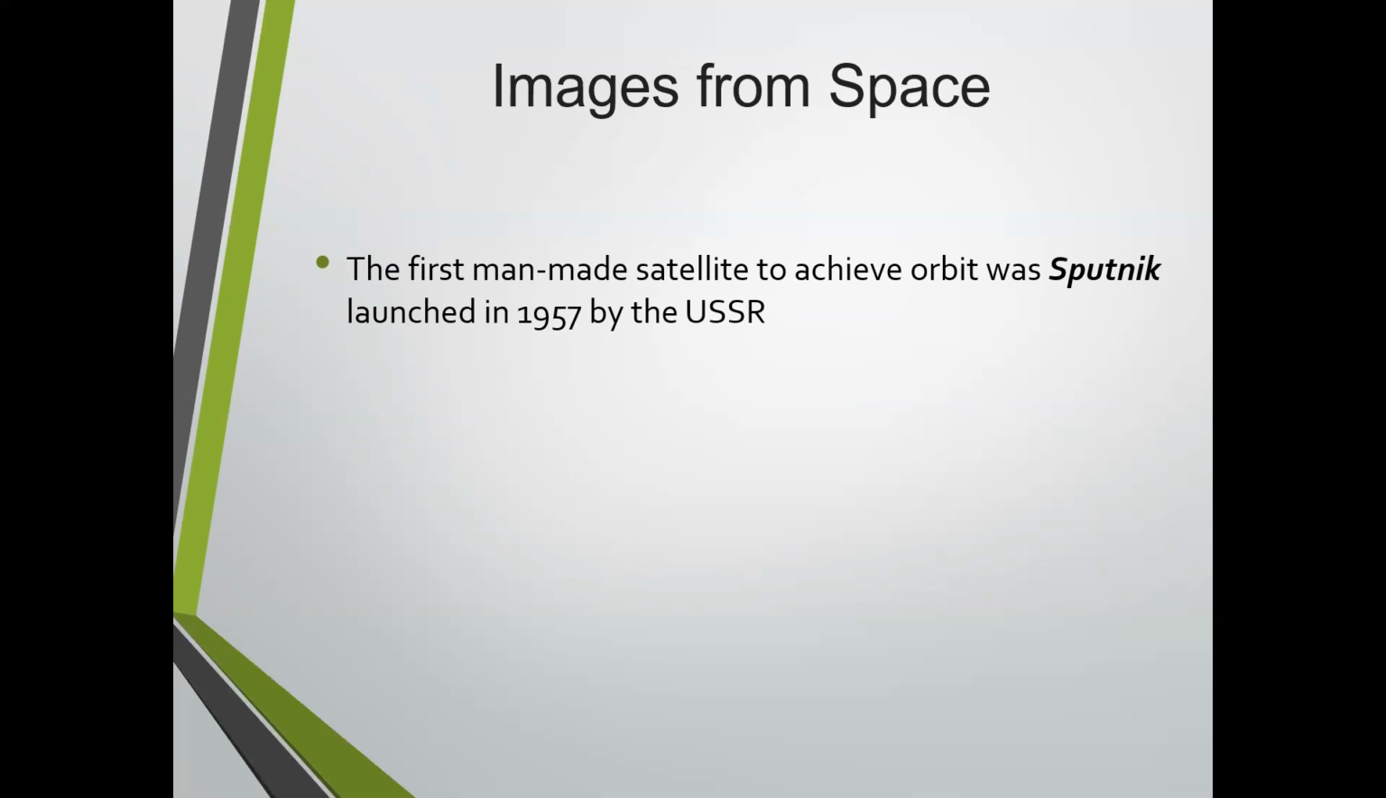The first true man-made satellite that achieved any kind of orbit was Sputnik, launched in 1957 by the USSR, and that created quite a commotion, particularly in the U.S., because we were in the Cold War, and the Russians showed they could put a satellite in orbit, and it actually broadcast a signal that could be picked up.